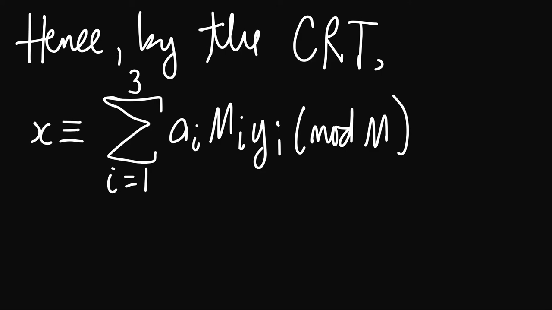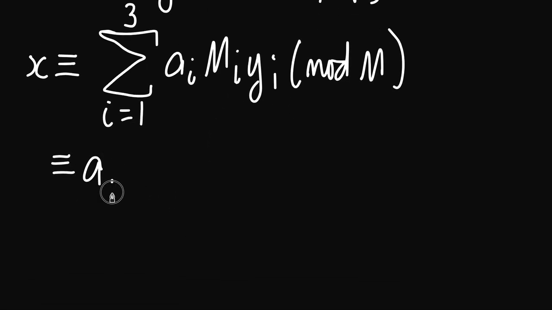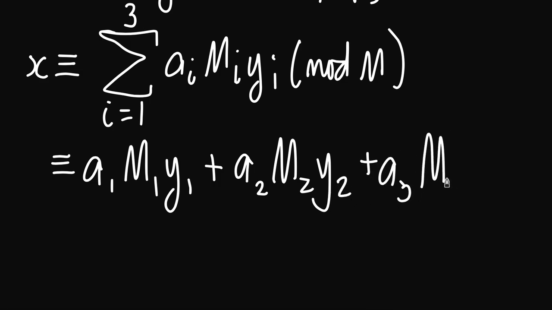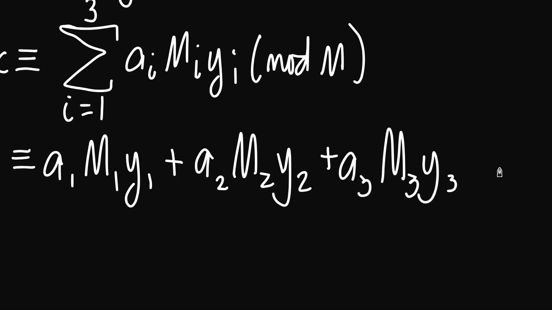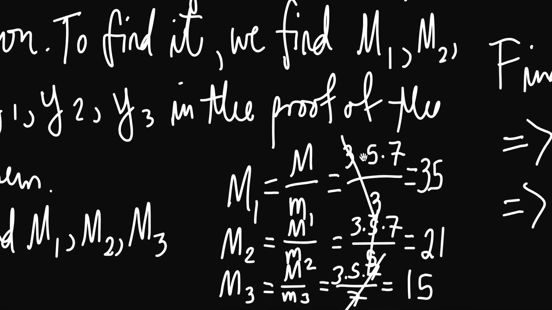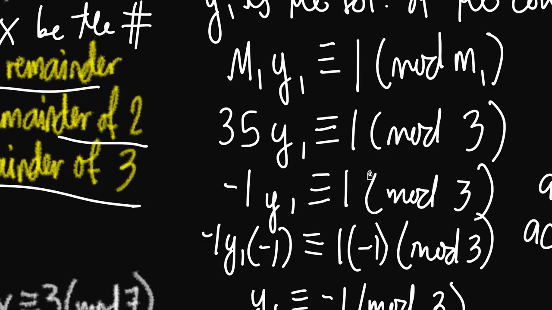Okay, so for all the a sub, all the a, this is congruent to, let's start with the a sub 1. Okay, if you want, let's make it very thorough. a sub 1, big M sub 1, y sub 1, plus a sub 2, big M sub 2, y sub 2, plus a sub 3, big M sub 3, y sub 3, all in the universe of mod M. What's M anyways? M is equal to 3 times 5 times 7. So what's M? It's the product of all the moduli.